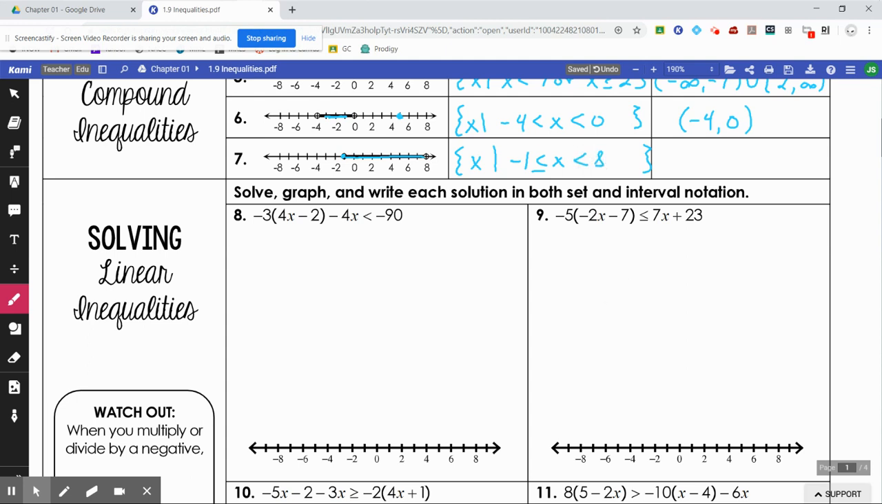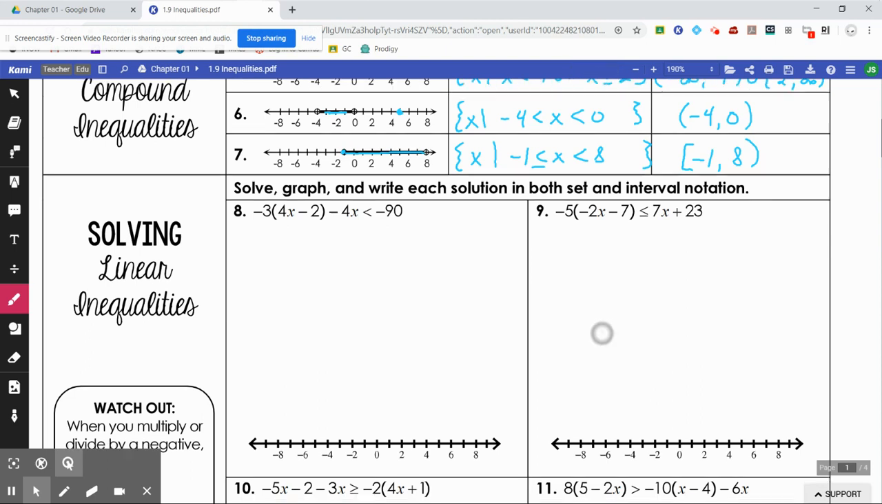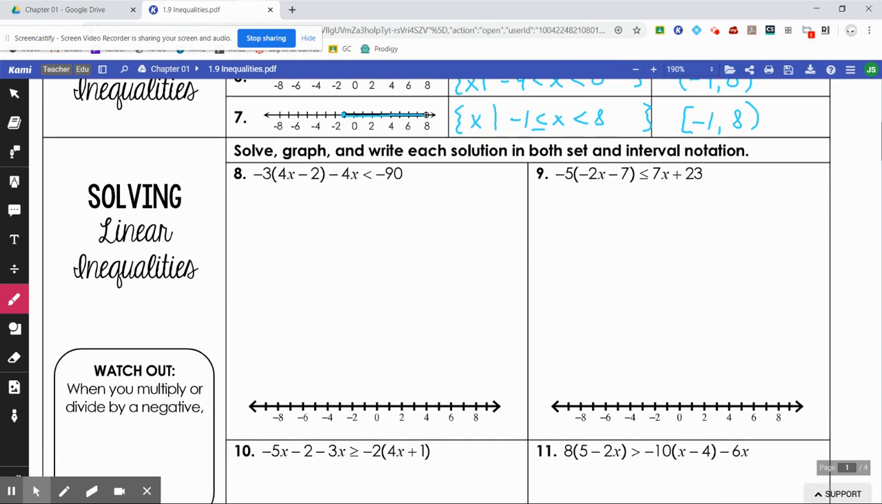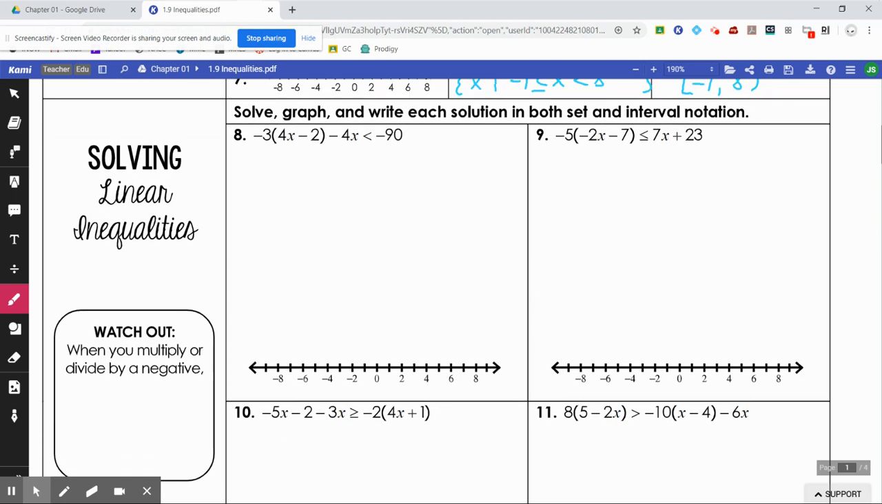That means x is between -1 and 8. Now in interval notation, that'd be all values from -1 up to 8, including -1, so bracket, not including 8. Now that we've reminded you how to show your answers, we're going to solve some of these inequalities. We're going to graph them and write our solutions in both set and interval notation.